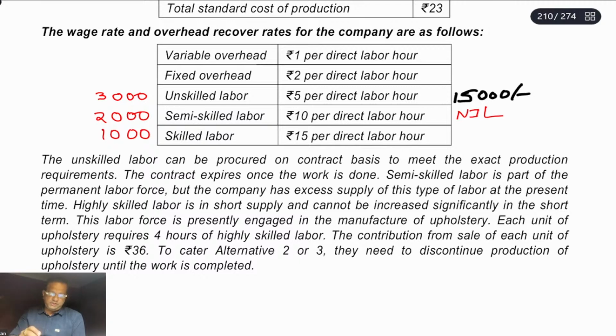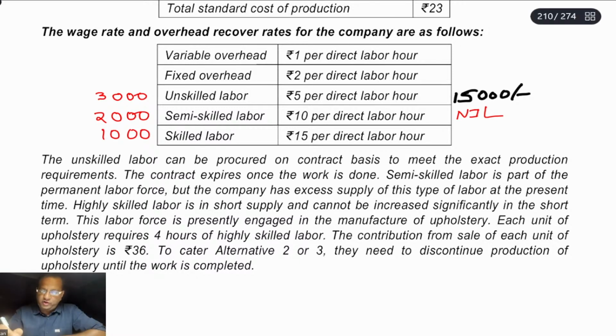And in case of skilled worker, they are the key factor. If we opt for alternate number 2, such worker has to discontinue production of an existing product, which will result in loss of contribution. And what is the amount of contribution they are earning? It's 36 rupee per unit, and it will be earned in 4 hours. So for every hour, just imagine beta, how much money the skilled worker is making. They are not making rupee 36 per hour. To earn rupee 36, they have to work for 4 hours. So for every hour, they are earning rupee 9 per hour of their effort.